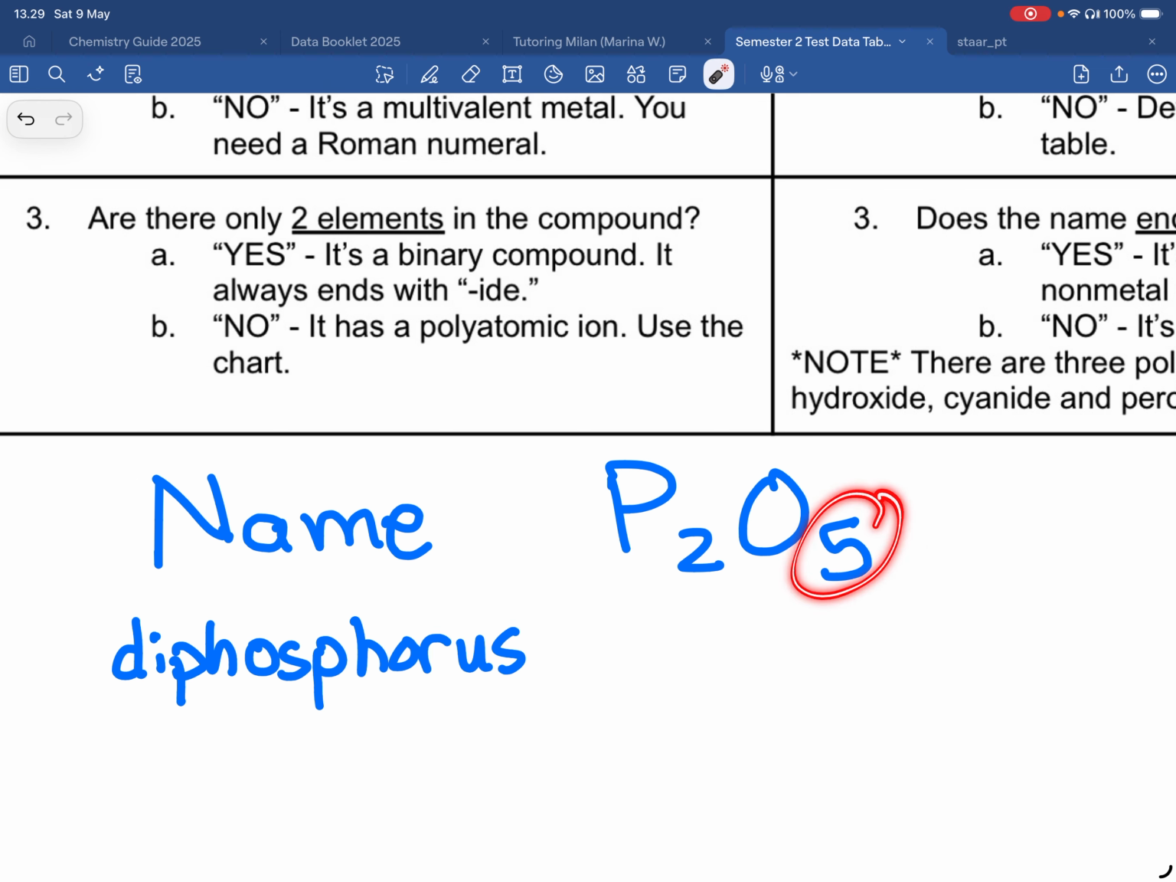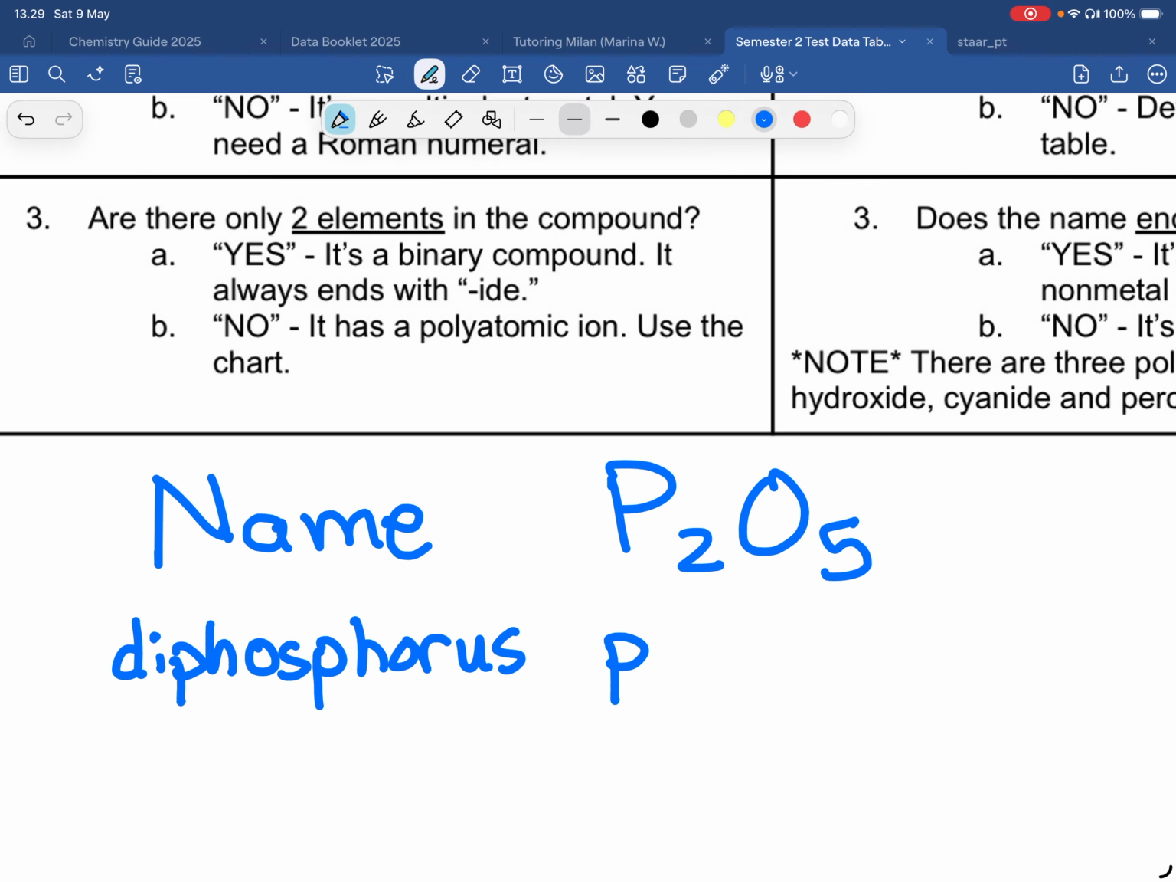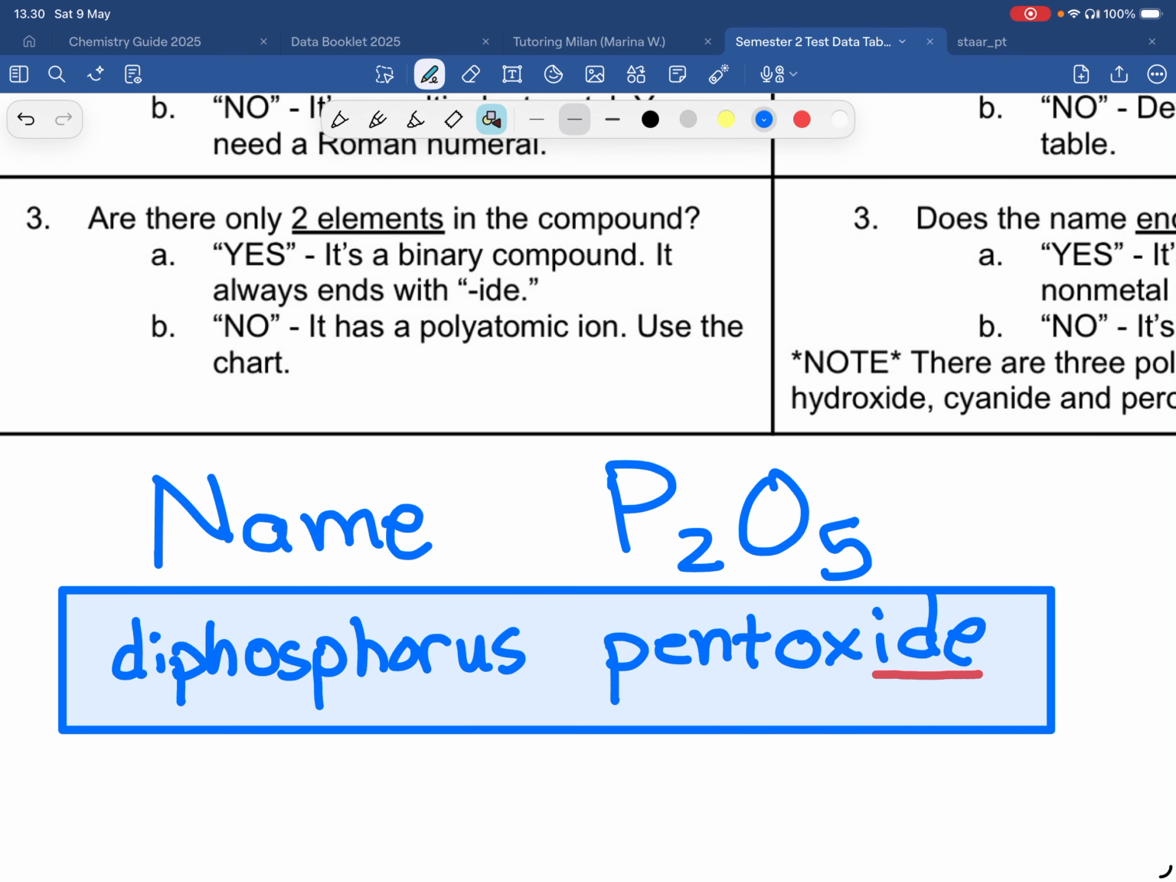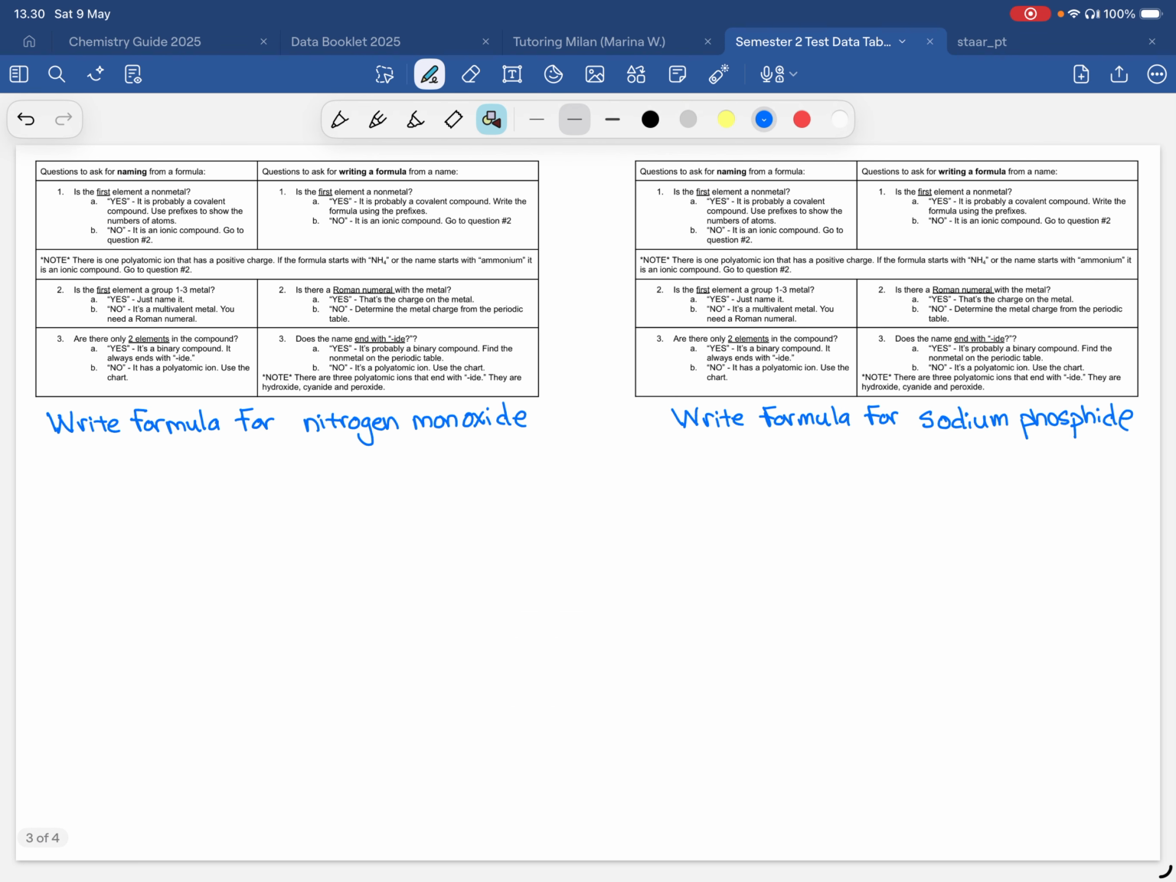5 oxygens, pent. We drop the A because it's an oxide. And we always, always, always end in IDE with those. So, diphosphorus pentoxide. All right, that's the first 2.